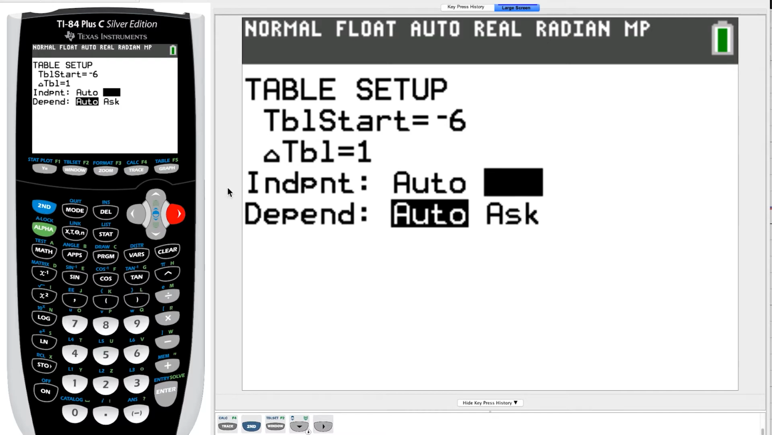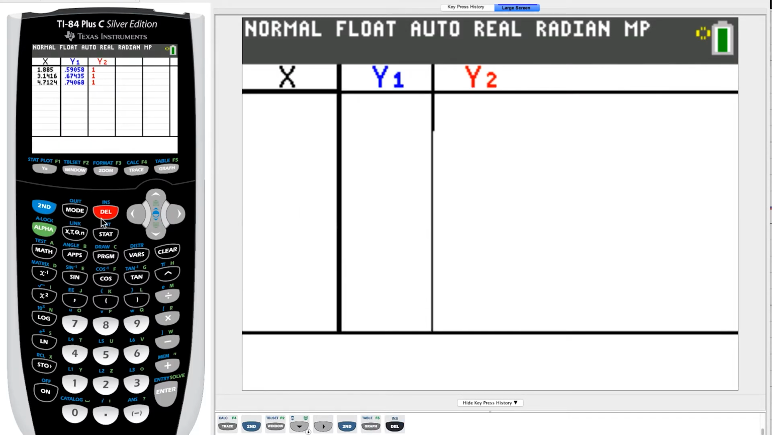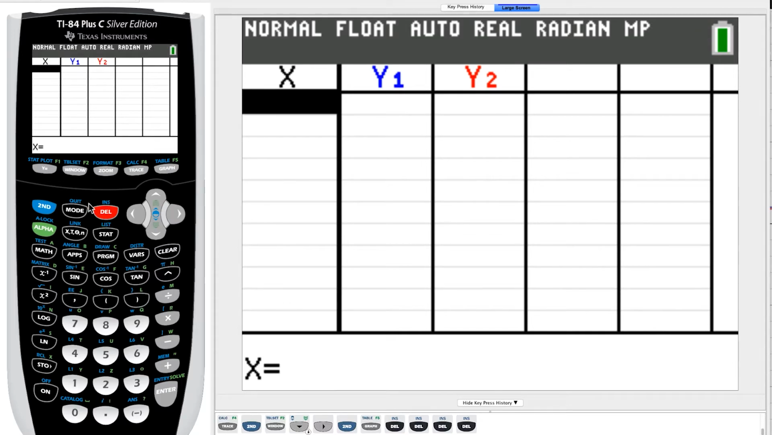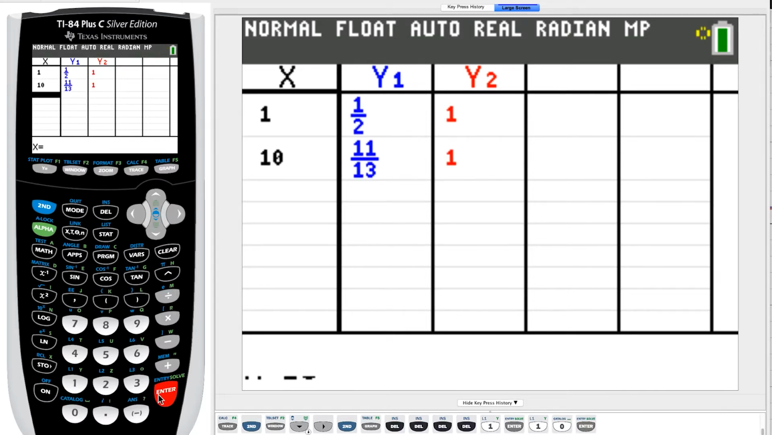Okay, so what it's going to do is ask for the independent variable, which is the x. So we're going to go to this table here, and I'm going to put in values that are getting infinitesimally closer to infinity and negative infinity. So it's going to kind of match what we did in Desmos. So we're going to put a 1 in there, hit enter. Then you can hit 10, throw that in there.